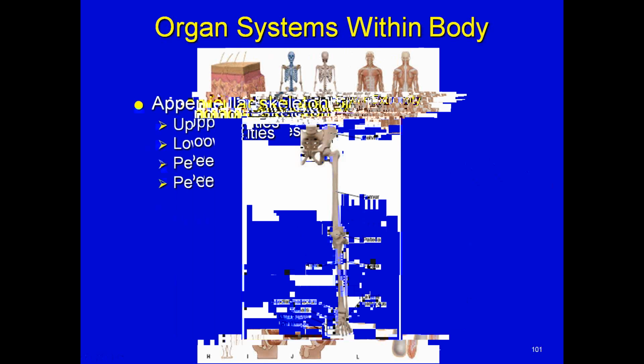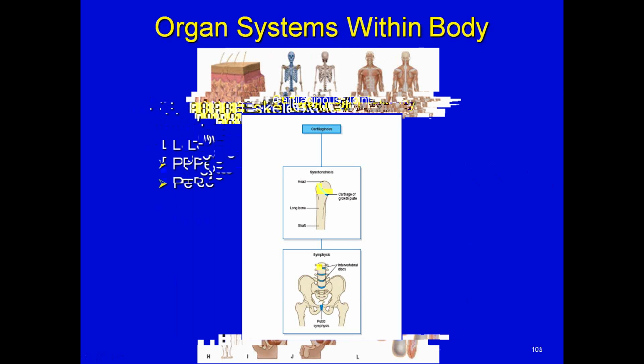Our skeleton needs to be able to move, so we have ways in which these bones articulate. We have fibrous joints allowing the bones to articulate or move. Fibrous joints occur wherever two bones are united by fibrous tissue. There are cartilaginous joints and there are synovial joints.